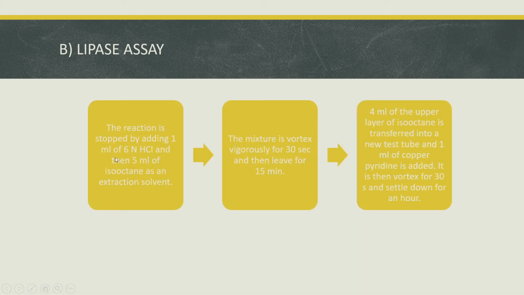And then the fourth step, the reaction is stopped by adding 1 milliliter of 6 normality hydrochloric acid, followed by 5 milliliter of isooctane as an extraction solvent. Then the mixture is vortexed vigorously for 30 seconds, and then left to settle down for about 15 minutes. After that, 4 milliliter of the upper layer of isooctane in the vial is transferred into a new test tube, and 1 milliliter of copper pyridine is added to this test tube. It is then vortexed for 30 seconds and settled down for an hour.